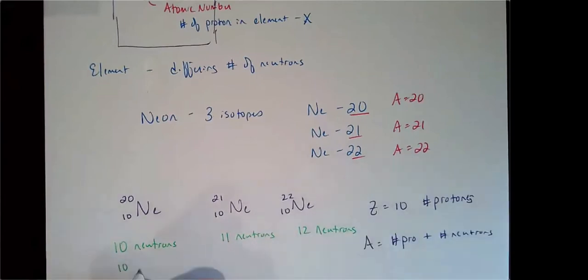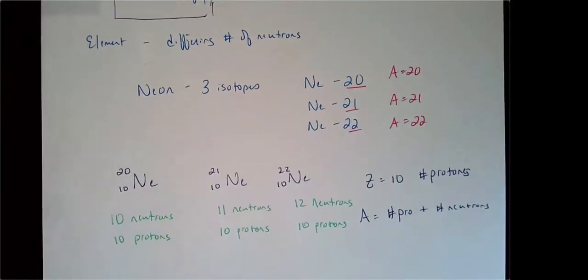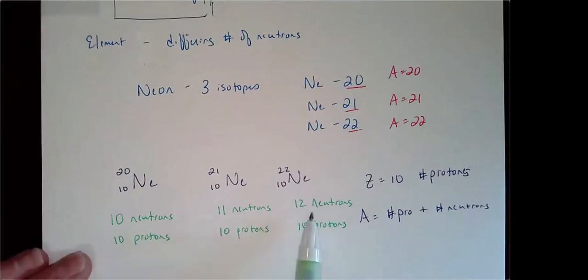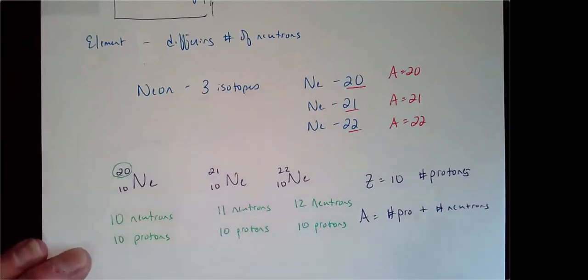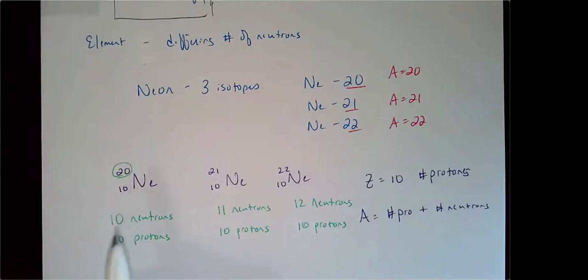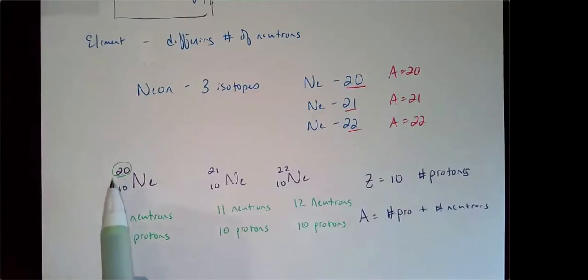And they all have 10 protons. So these would be isotopes of neon. They all have varying numbers of neutrons. The number of protons is going to remain the same. So this is going to be important because this is going to allow me to determine how many neutrons are in that isotope, because this information is not given on the periodic table. The only thing you see on the periodic table is the atomic number, which gives you the number of protons, but unless you have the mass number for that particular isotope, you're not going to know how many neutrons are there.